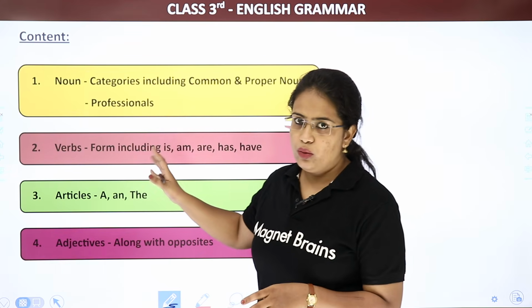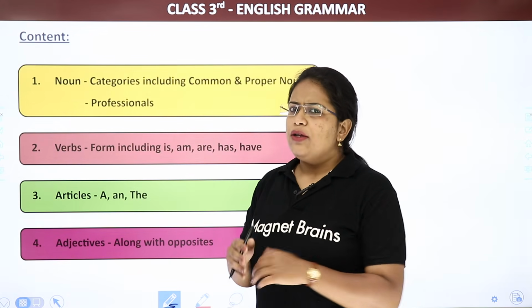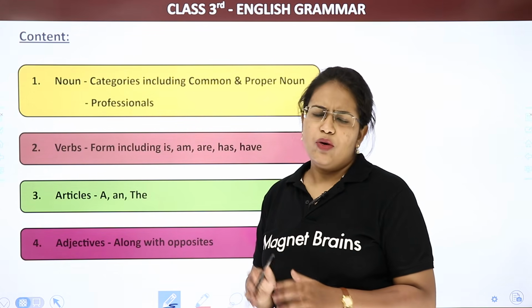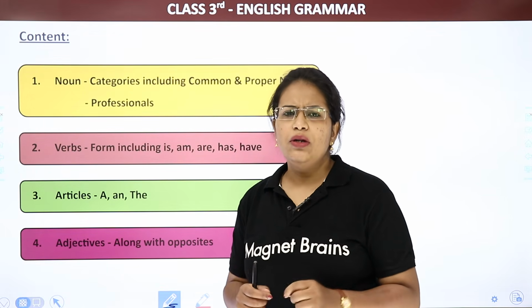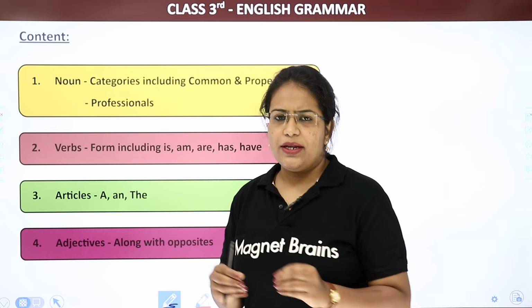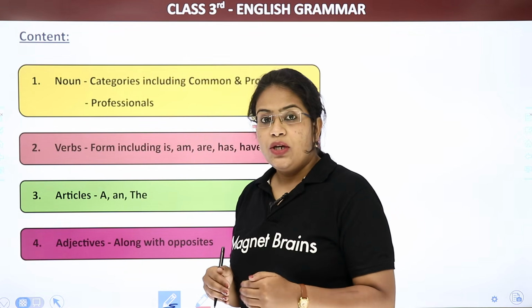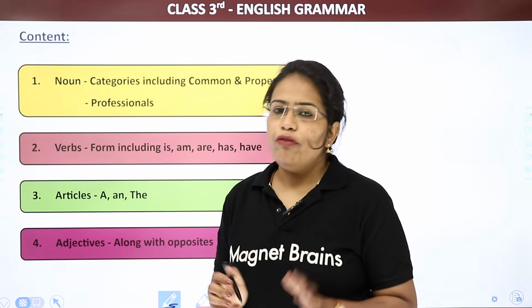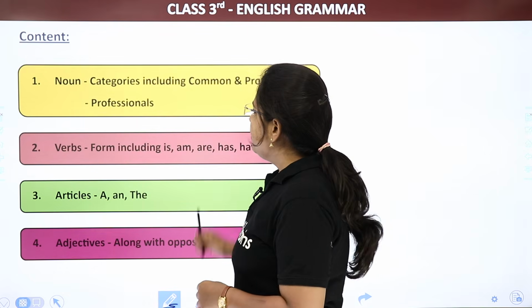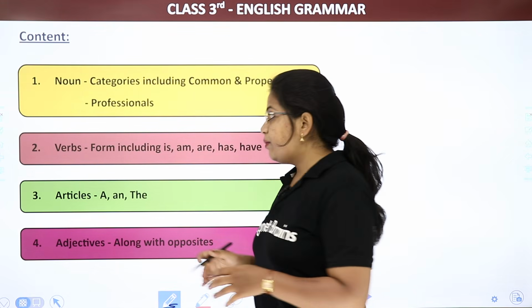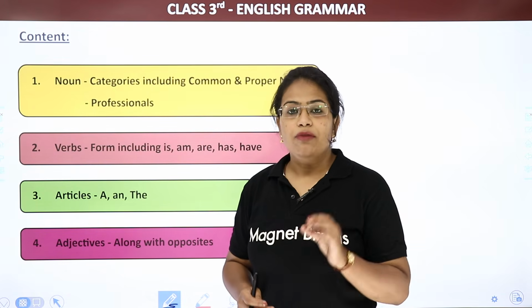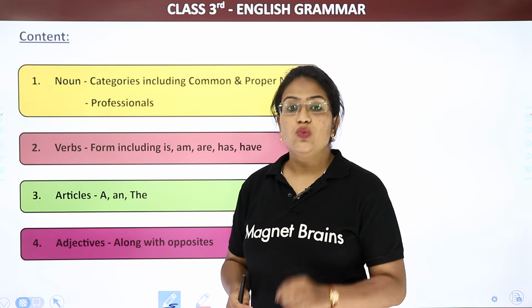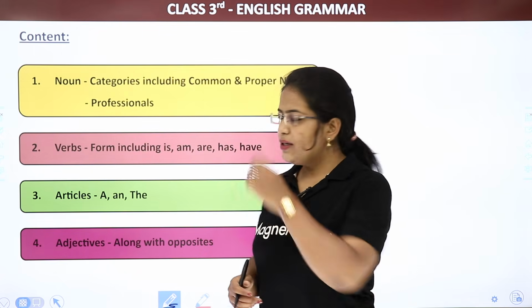First one is noun. I hope all of you know what a noun is, right? So in this activity, we will be looking upon some fill in the blanks or match the columns with which you can get a better idea of noun, right? Then we have verbs and we will be including is, am, are, has and have. We will be seeing where these verbs are used, right?